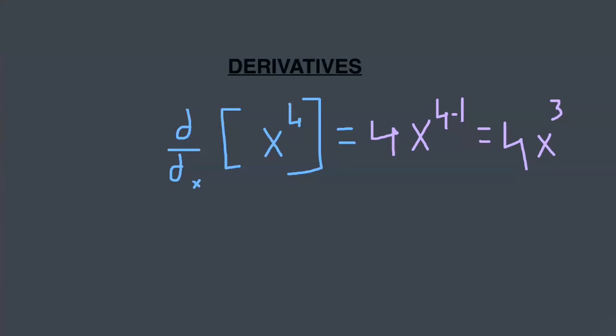Now let's change it up a bit more. Let's say we have a coefficient beforehand. Also, we have a 3 here. Now, how is that going to change up the question? Let's take a look.